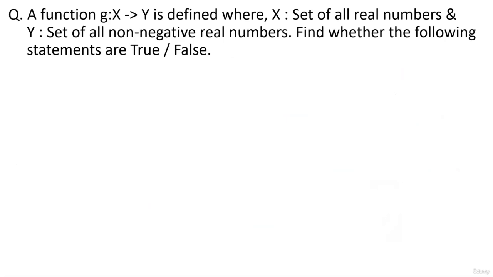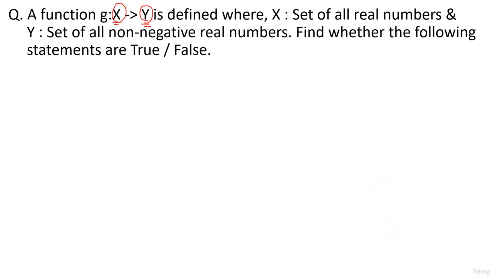A function g: x to y is defined where x is the set of all real numbers and y is the set of all non-negative real numbers. Find whether the following statements are true or false. Now guys, luckily here g: x to y is directly given to us. That means x is the domain here and y is the codomain.